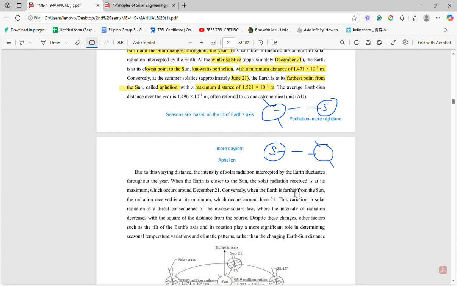So that's it. The reason why during perihelion there is an occurrence of winter is because there is more nighttime, because the earth is tilted away from the sun. And on aphelion, though it is at the farthest point, it is leaning towards the sun, which causes more daytime. So that's basically the difference between the two.